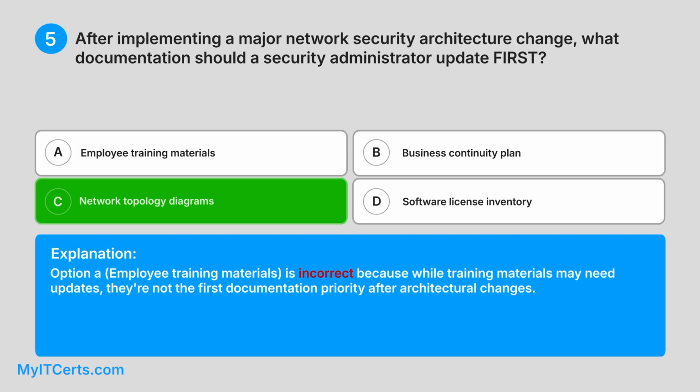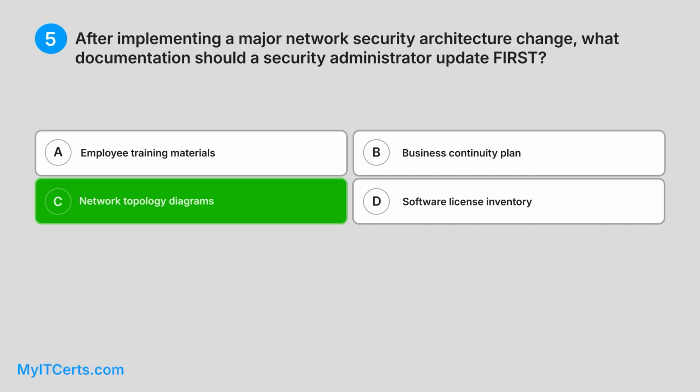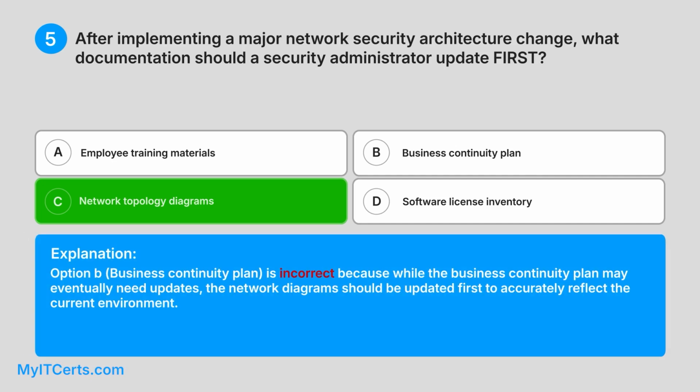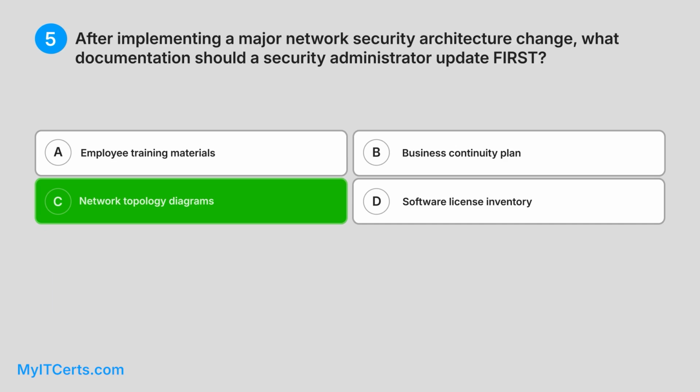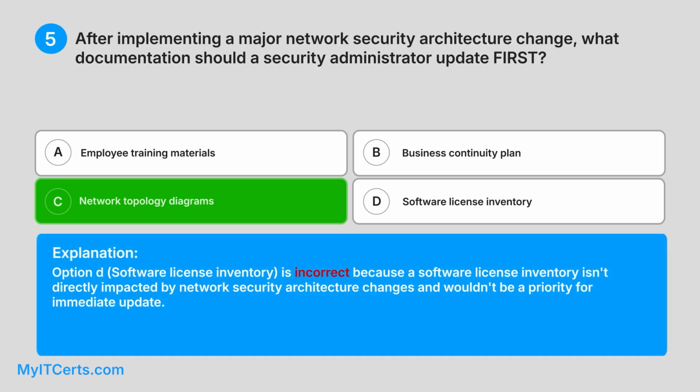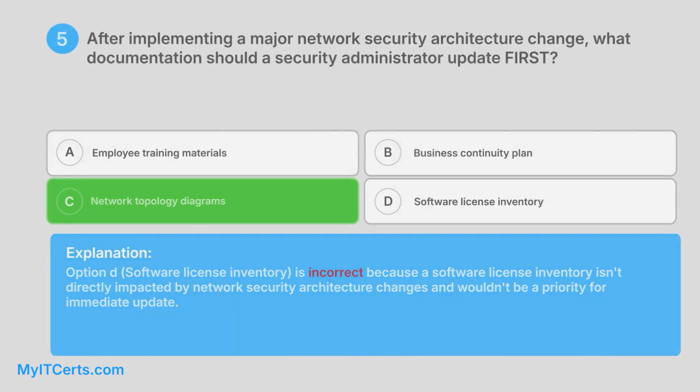Option A, employee training materials, is incorrect because while training materials may need updates, they're not the first documentation priority after architectural changes. Option B, business continuity plan, is incorrect because while the business continuity plan may eventually need updates, the network diagram should be updated first to accurately reflect the current environment. Option D, software license inventory, is incorrect because a software license inventory isn't directly impacted by network security architecture changes and wouldn't be a priority for immediate update.